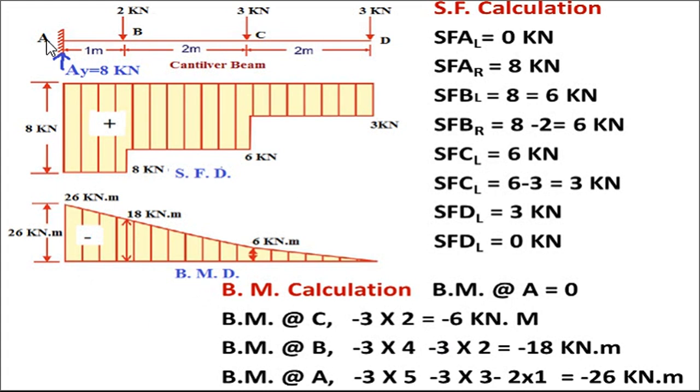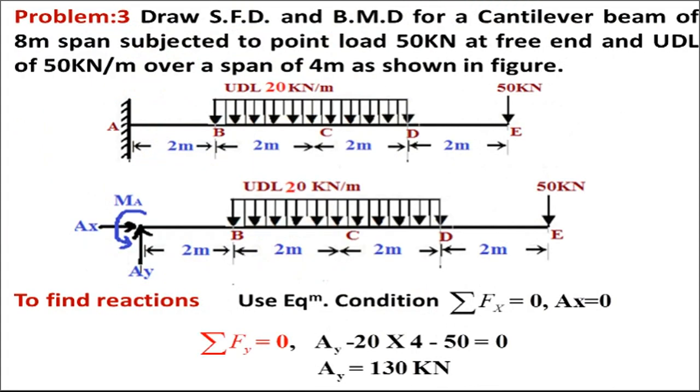Then take moment about point A. Moment at A क्या होगा? About A, minus 3 into 5 minus 3 into 3 minus 2 into 1, all are rotating clockwise. But it is a cantilever portion, so show the bending moment as negative. So minus 26 will be at A. So minus 26, 18, 6, these are the ordinates. Now in SFD these are the horizontal lines. So you have to join all these ordinates by inclined lines. In this way you will obtain the bending moment diagram for the cantilever beam.